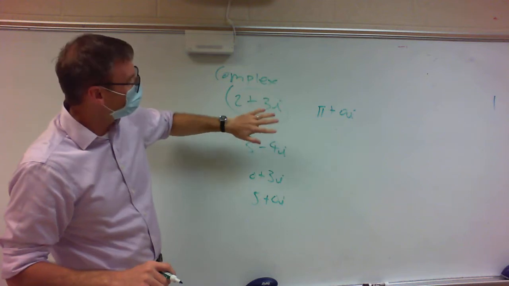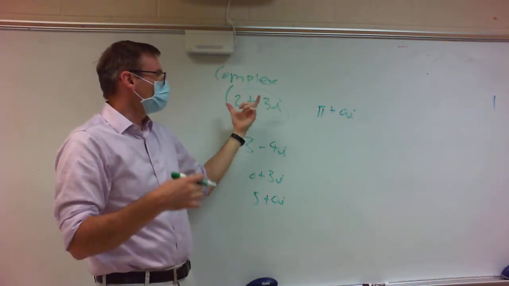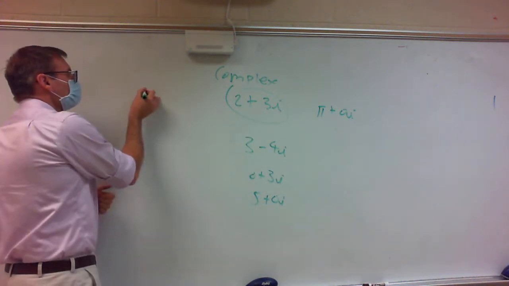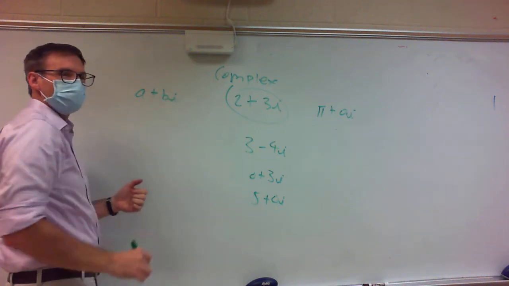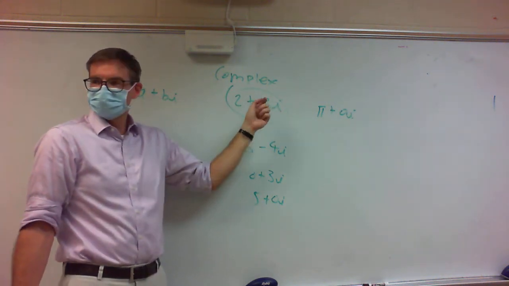So to talk about a complex number, it's got an i with it. And typically when they say they want your answer in terms of a complex number, you'll see this thing a plus bi, where a and b are constants. So there's your a plus bi.